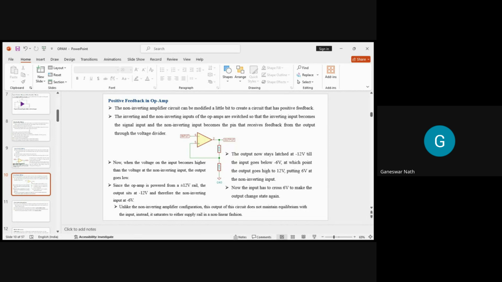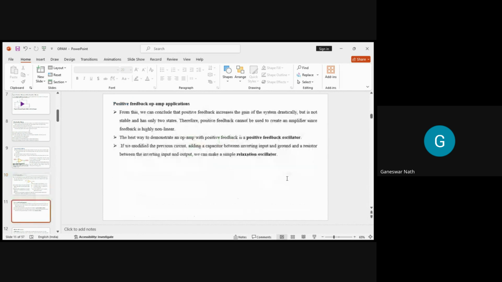Unlike the inverting or the non-inverting amplifier configuration, this circuit does not maintain equilibrium at the input. Instead, it is saturated at either supply rail in this nonlinear circuit. So this is one benefit that you are getting from a positive feedback op-amp. Then some applications I have written, you can see and get here yourself.